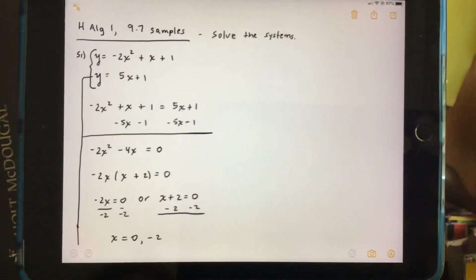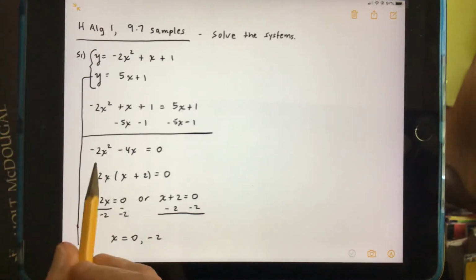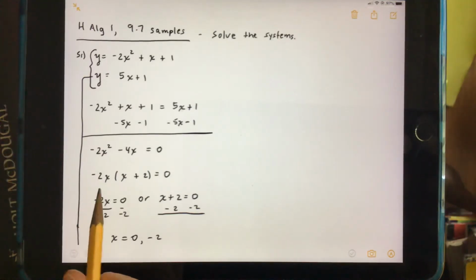And I'm noticing that, yes, I can factor this quadratic equation using greatest common factoring. I'm going to factor out a negative 2x. What remains behind will be x plus 2, because negative 2x times x is negative 2x squared. Negative 2x times positive 2 is negative 4x.